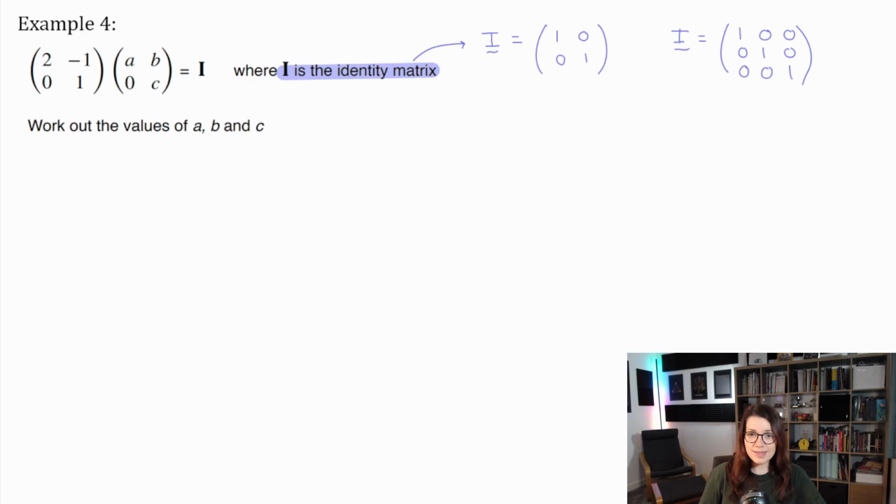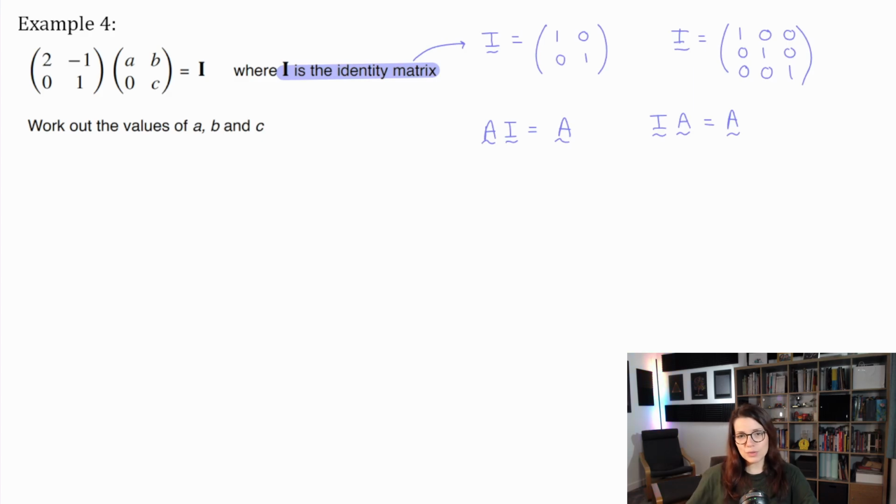The reason the identity matrix is special, and what gives it its name, is that when you multiply any matrix by the identity matrix, the matrix stays the same. So let's say you had matrix A multiplied by I, the answer would be A. And it doesn't matter which order you do that multiplication in, I times A in that order would also be A.